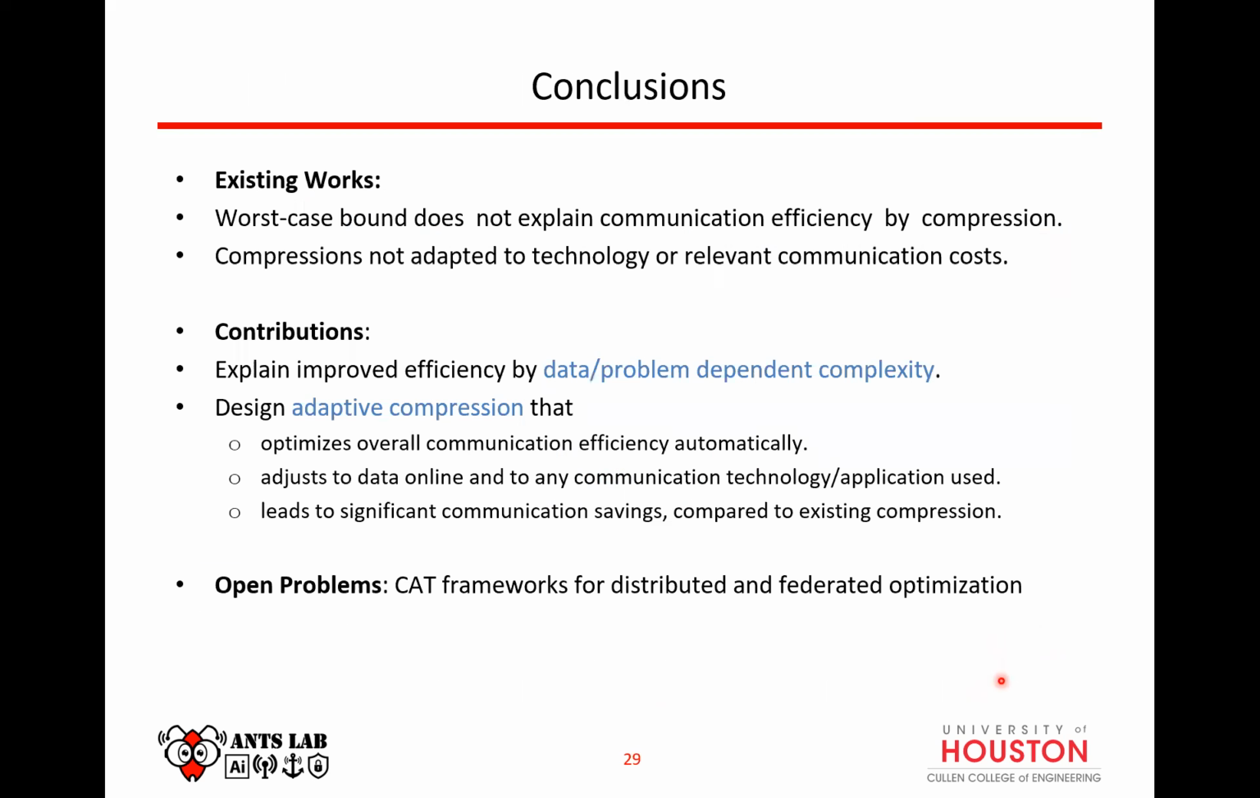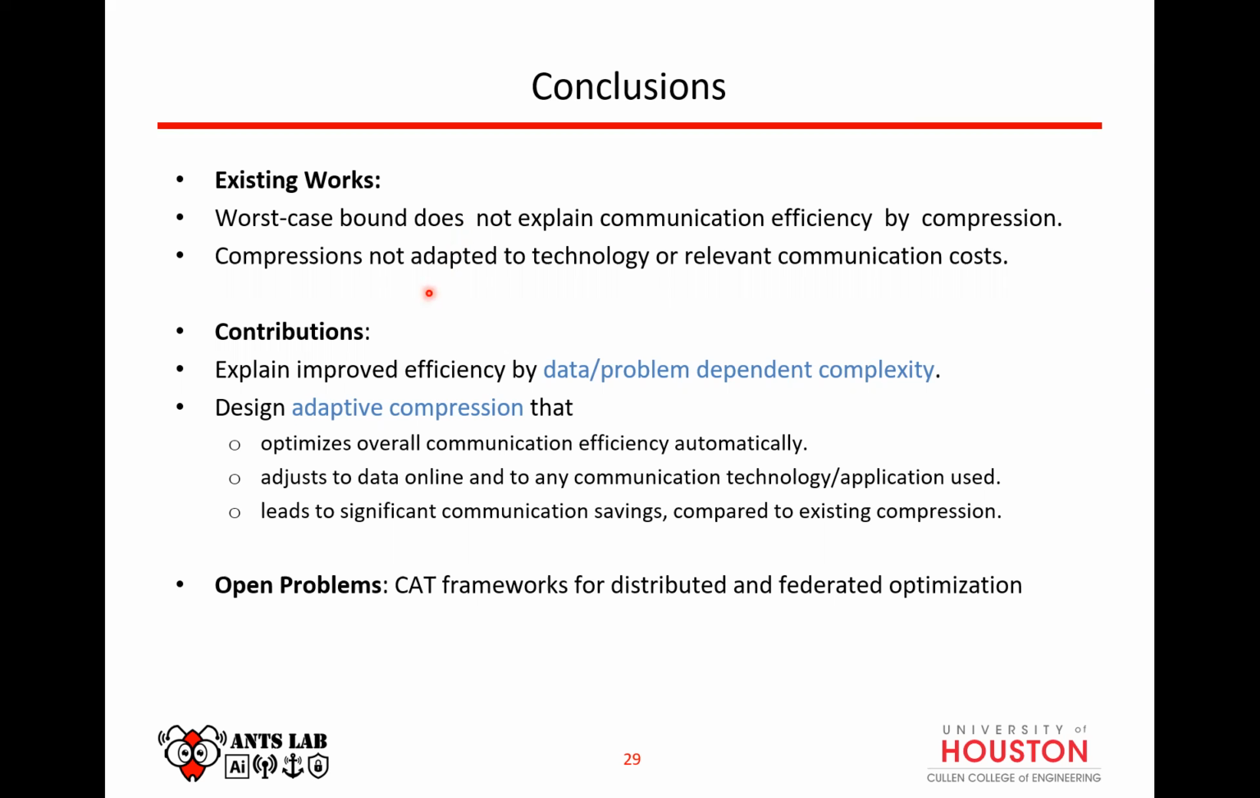So that's what this paper introduces. Compared to the existing work, they say that the worst-case bound that most papers talk about, the upper bound, does not really explain the communication efficiency that is given by compression. You don't have a direct connection between the communication and compression in a theoretical way. And they also say that the existing works show compression, but they're not really adaptive to the relevant technology you're using or the communication costs that you have.